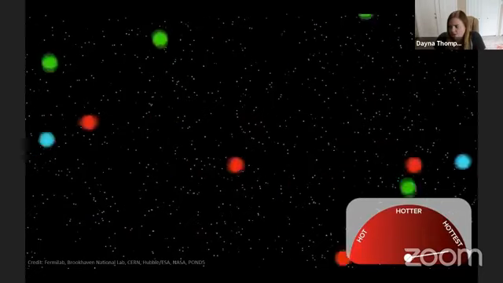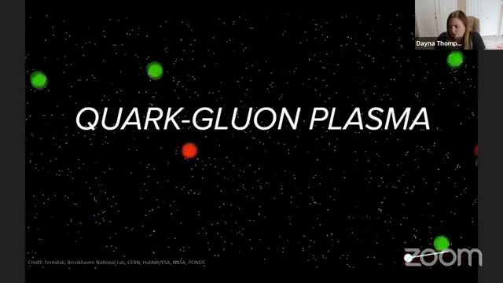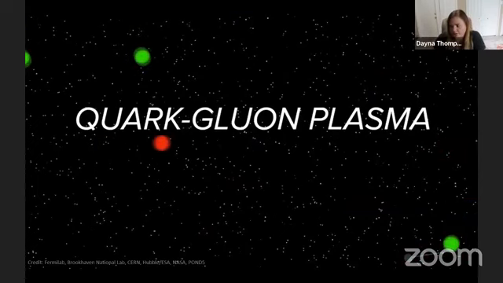melt and we get kind of a sea or a soup called the quark-gluon plasma because protons and neutrons are made out of even smaller particles called quarks and gluons. And at high temperatures and energies, they break apart and run free, creating the quark-gluon plasma. And that's another state of matter.